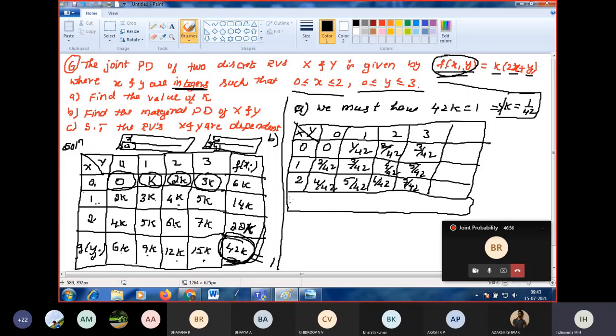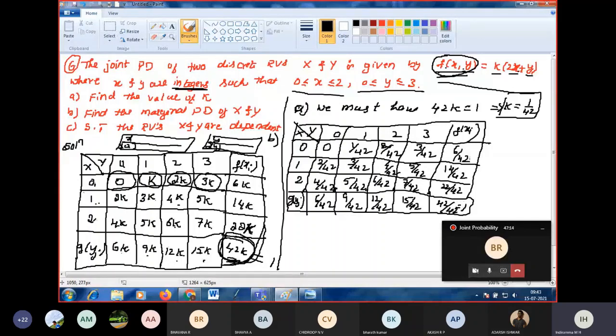So this is g of yj. This is f of xi. So here I have 6k, that is 6 by 42. Here 14k, 14 by 42. Next 22k, 22 by 42. Next here 6k, that is 6 by 42. 9k, 9 by 42. 12k, 12 by 42. 15k, 15 by 42. You can check. This will be 42 by 42, that is 1.